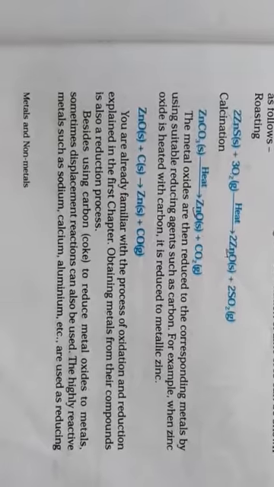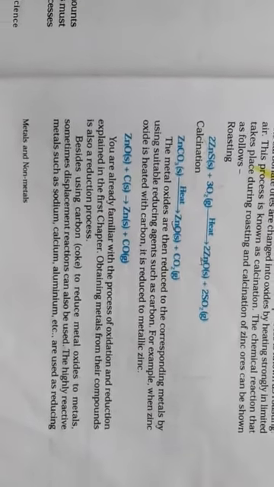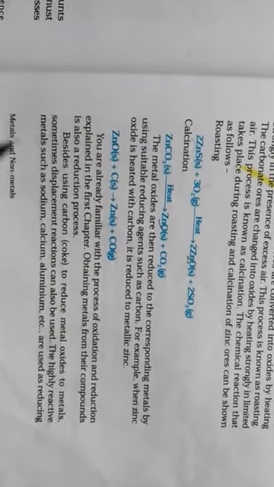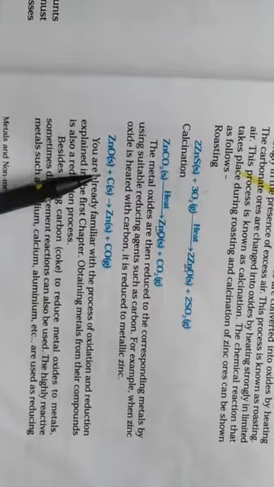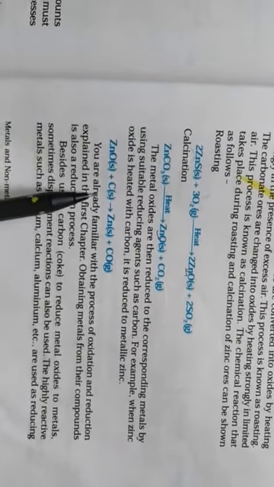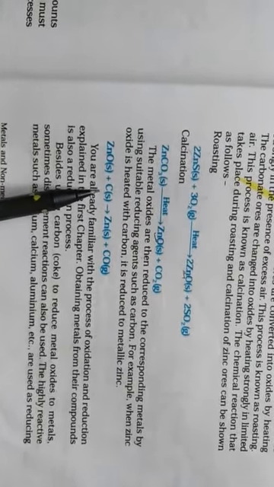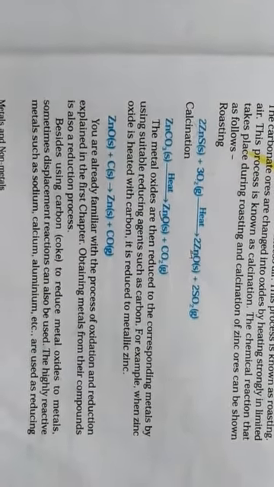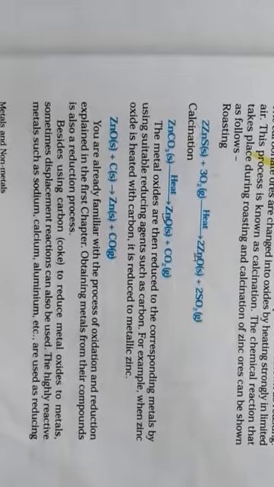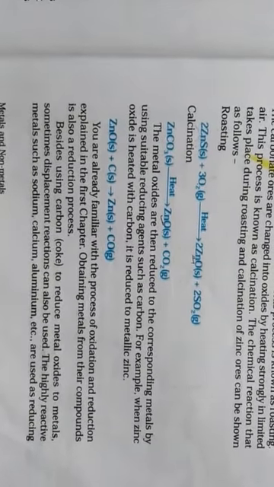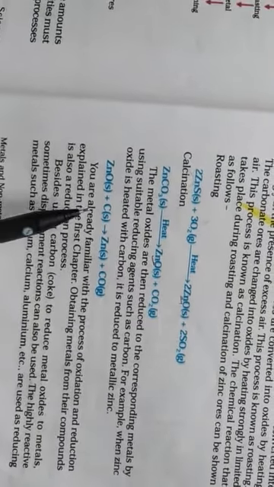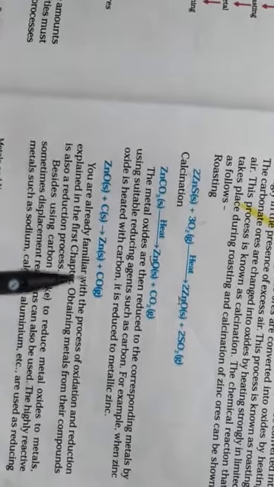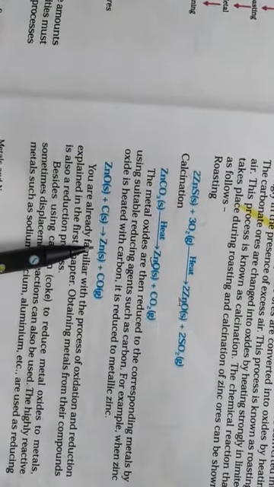Now one more question might be: is carbon the only element, or is it the only process by which we can extract the metal from its oxide? The answer is no, because this is nothing but a displacement reaction, we can say, right? As carbon displaces zinc, that's why we get carbon monoxide plus zinc.